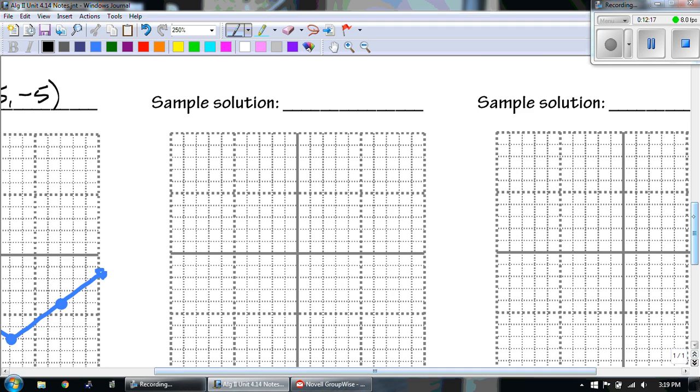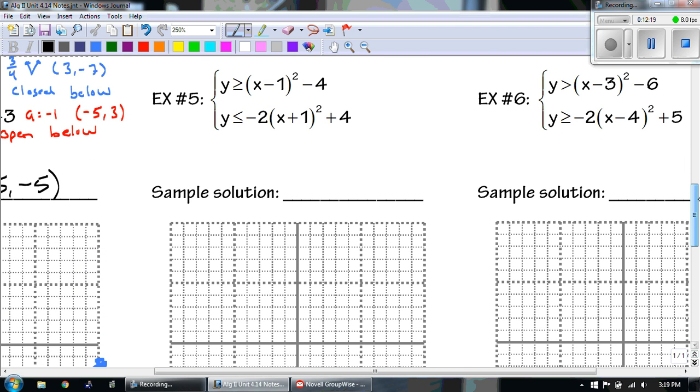Okay, number 5, you are going to graph both of these, and then we will shade them together. Okay, so just pay attention. We have 2 quadratics here. Go ahead and pause the video, and good luck.